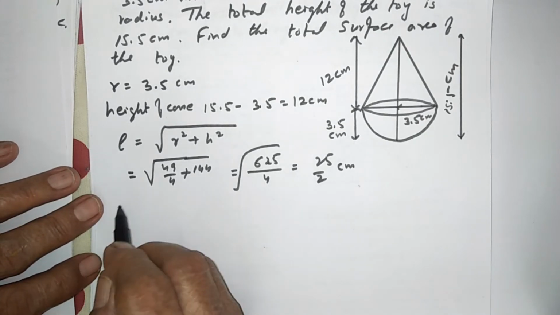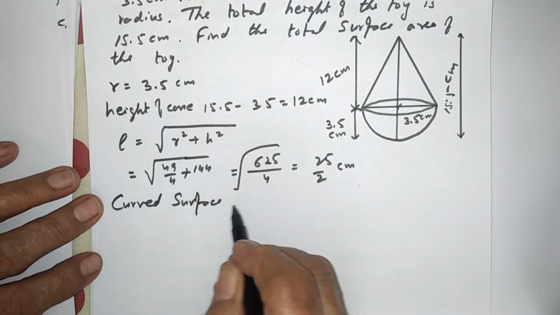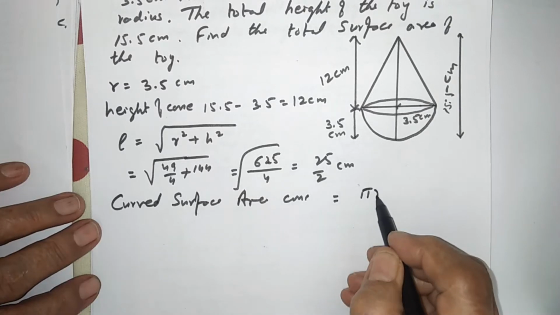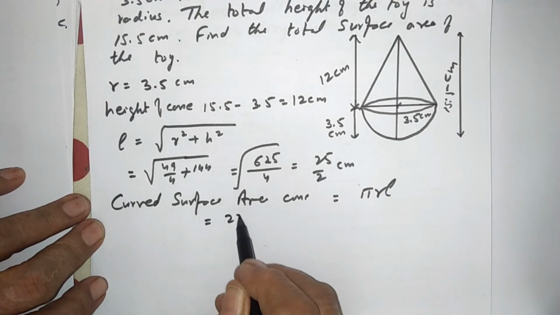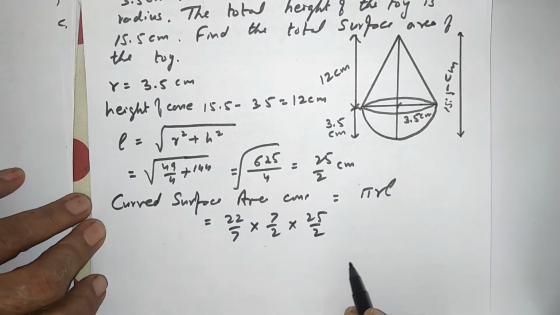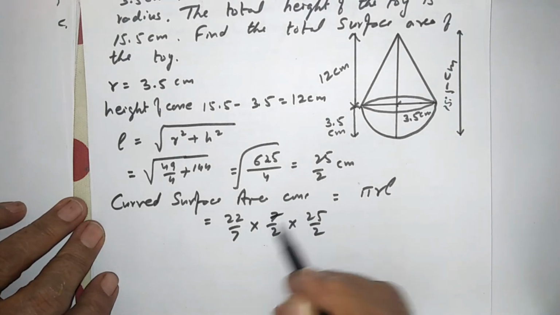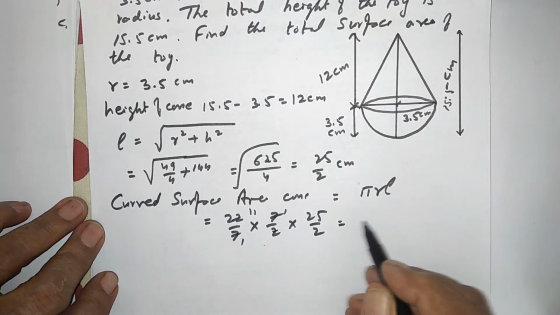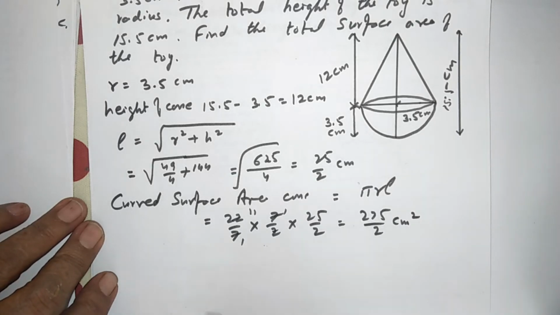Now you can find out curved surface area of cone, which is equal to pi r L. You can substitute the values. 22 by 7, r is 7 by 2, L is 25 by 2. Reduce them, you will get this. This will be 275 by 2 centimeter square.